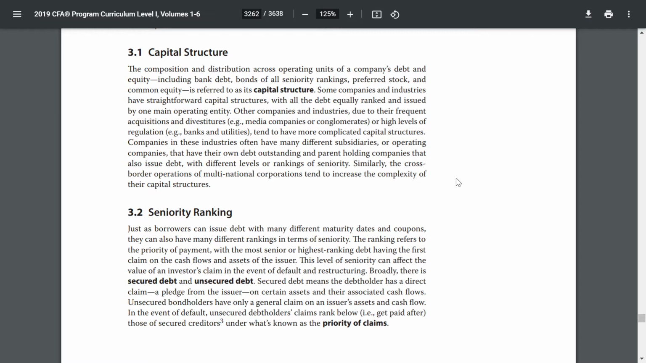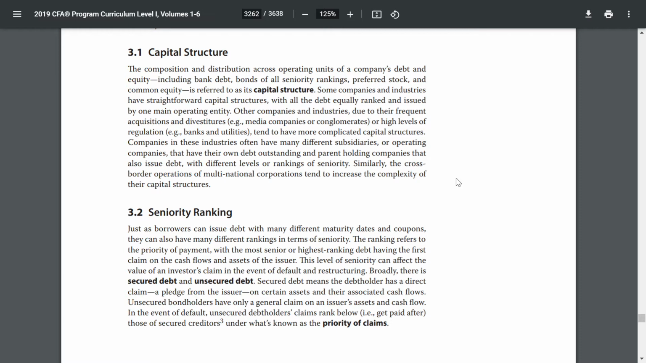Some companies and industries have straightforward capital structures, with all the debt and equity issued by one main operating entity. Other companies and industries, due to frequent acquisitions and divestitures, e.g. media companies and conglomerates, or high levels of regulation such as banks and utilities, tend to have more complicated capital structures. That's capital structure.